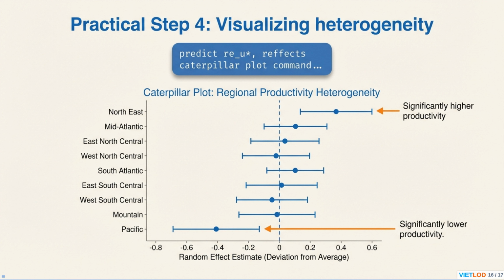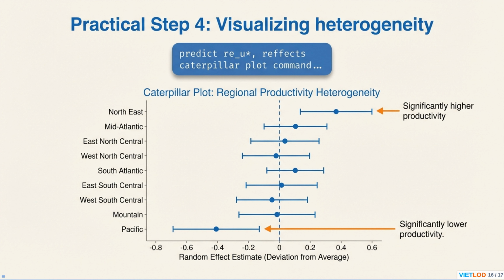After fitting our mixed model, the next crucial step is to visualize the estimated random effects for each group. We achieve this using post-estimation commands to predict these effects, which capture the deviation of each group from the overall population average. This slide presents a caterpillar plot, an effective way to display these predicted random effects along with their confidence intervals. The central dashed line represents the overall average effect, which is 0 on this plot. Regions whose confidence intervals do not cross this line indicate a statistically significant difference from the average.